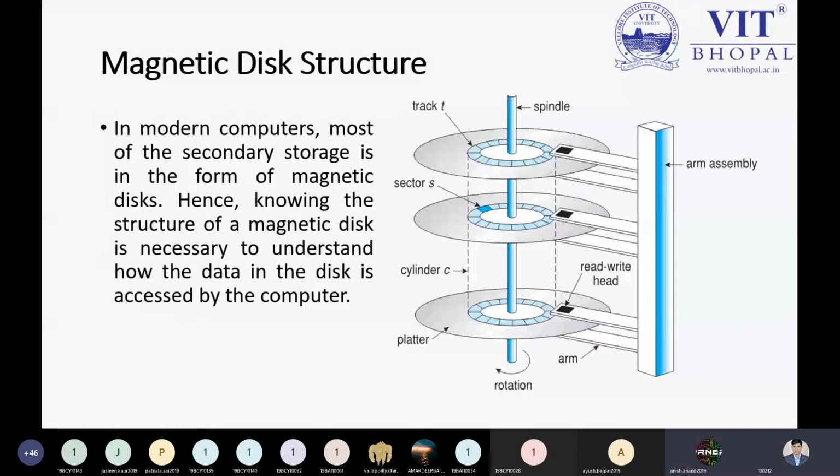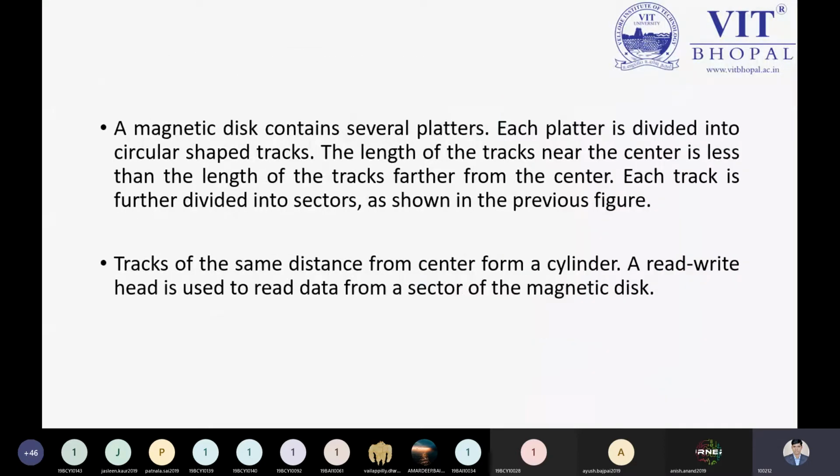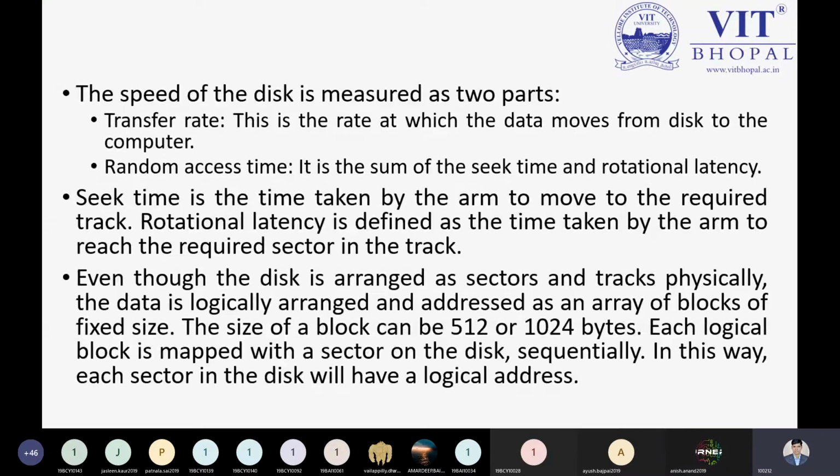So we have the plate. A plate is contained by the disk, and on it we have tracks and sectors as well. Tracks at the same distance from the center form a cylinder, and the read write head is used to read the data from the sectors of the magnetic disk. So this is a general overview of the magnetic disk structure. I'm sharing the notes over here. You can read and go through these notes.